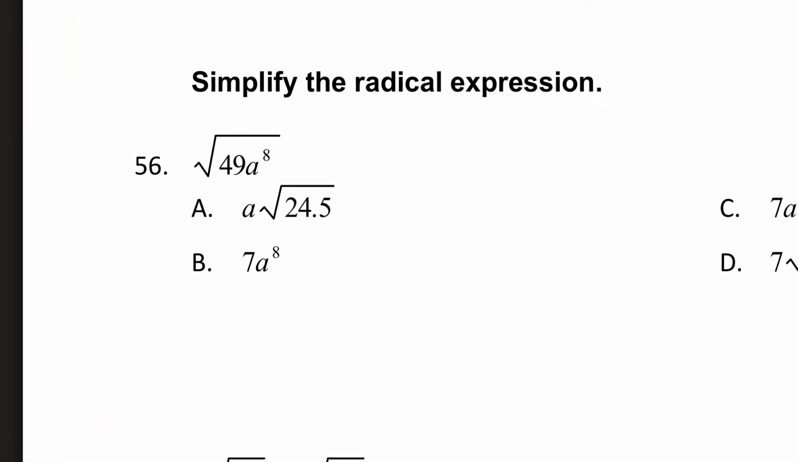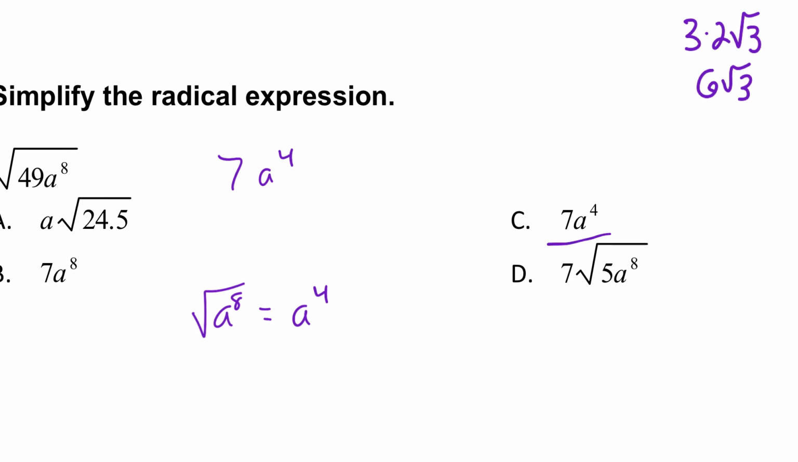Oh, simplify the whole radical expression. So we are going to take the square root of 49 and the square root of a to the 8th. Okay, the square root of 49 is 7. That's cool. The square root of a to the 8th. Well, there's 8 a's being multiplied in here. So square rooting them, you get a to the 4th. It's kind of like dividing 8 by 2. A to the 4th. Hopefully that's one of our answers. Yay, it's C.